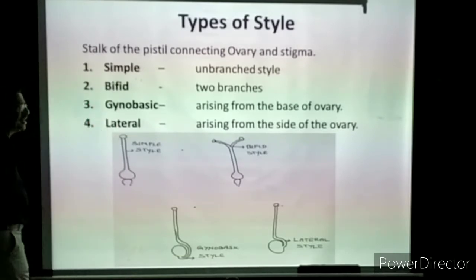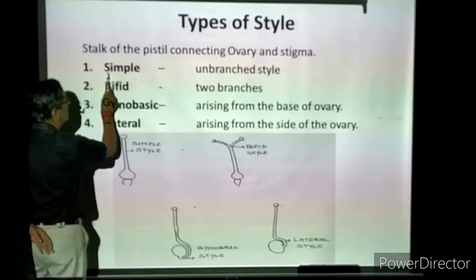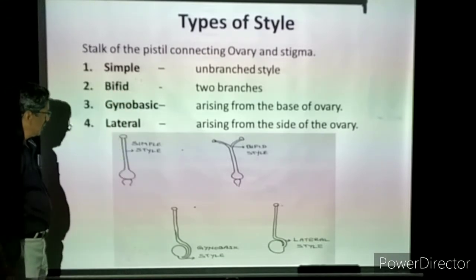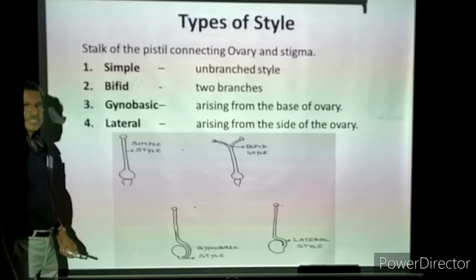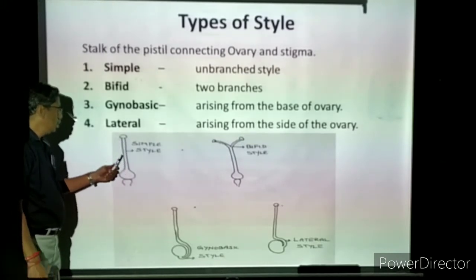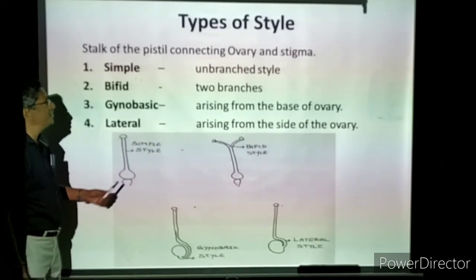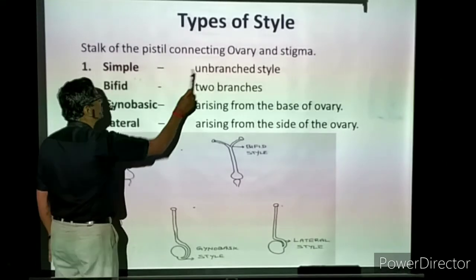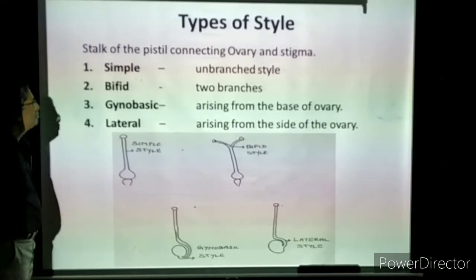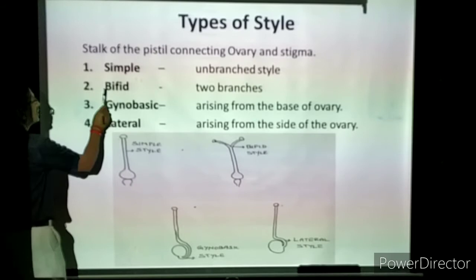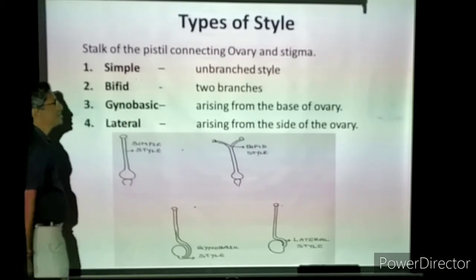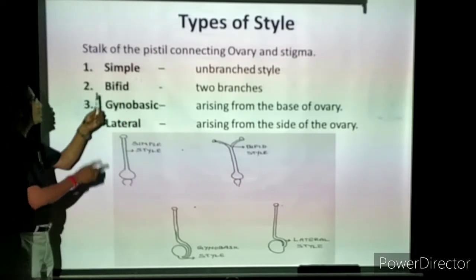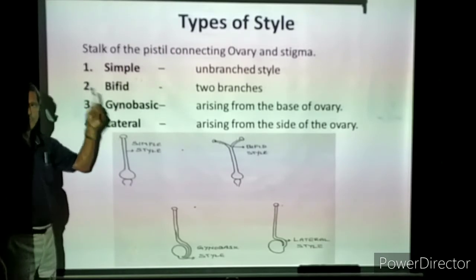Now there are 4 different types of styles. First one is called simple style. The style I have drawn is a simple style. It is a simple long tube. No branches, no special features, nothing. It is called unbranched style. Simple style is unbranched style. The second one is bifid style. Now bi means 2. F-I-D, fid.